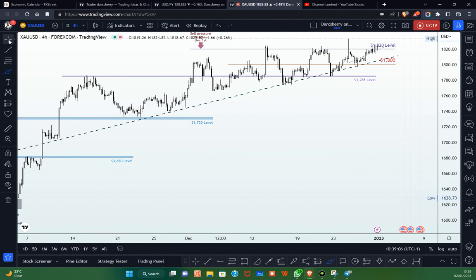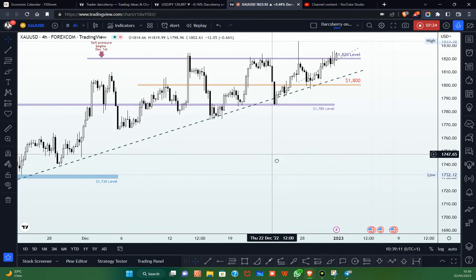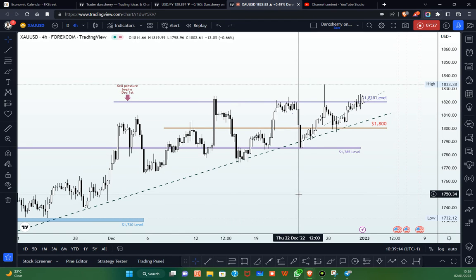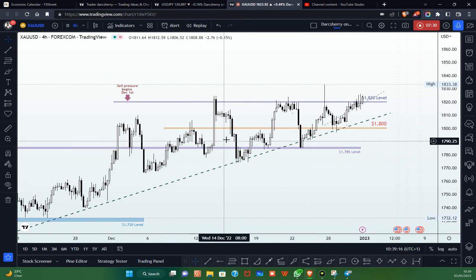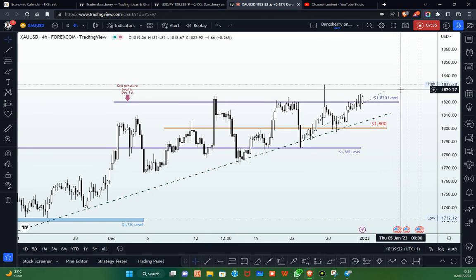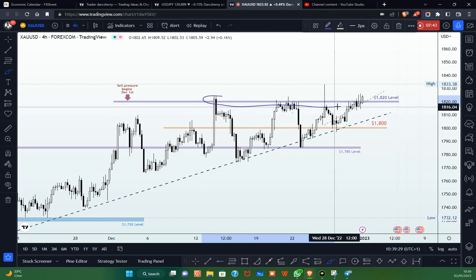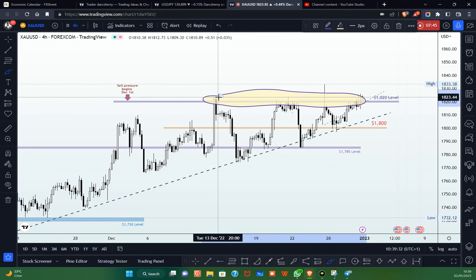Now, if we zoom into the current structure here, and what do I mean by the current structure? I mean the structure for the month of December, we can see how I was able to identify another important structure here at the 1820. And if you look at this level, you see how this level has been a strong selling niche for participants in this market since the beginning of the month of December. It was a strong selling niche, as we saw how that level continued to reject every attempt by the buyers to break out of that structure.